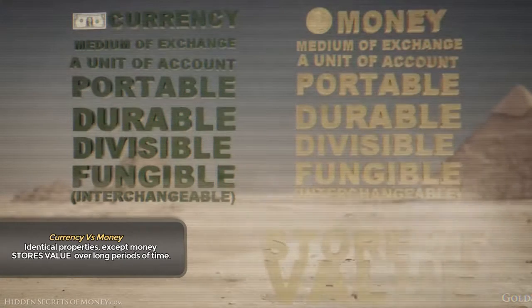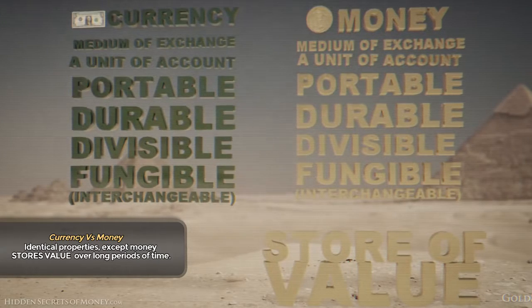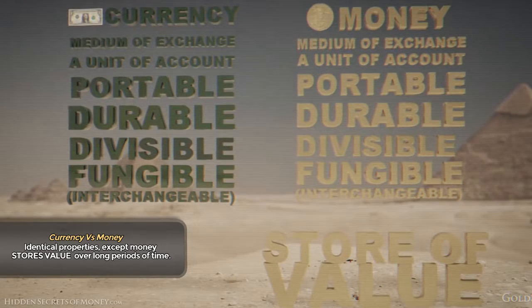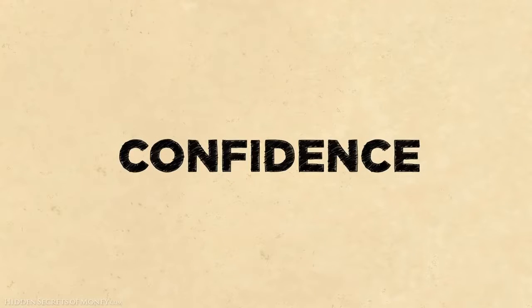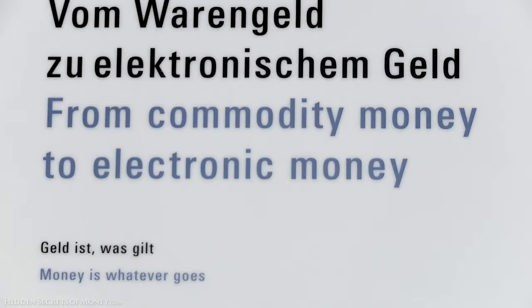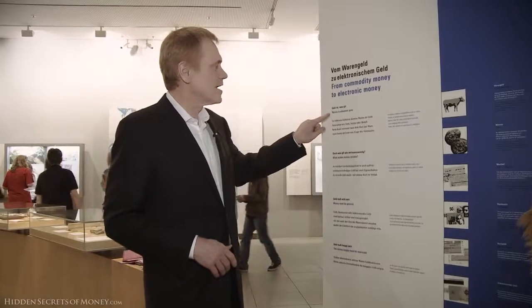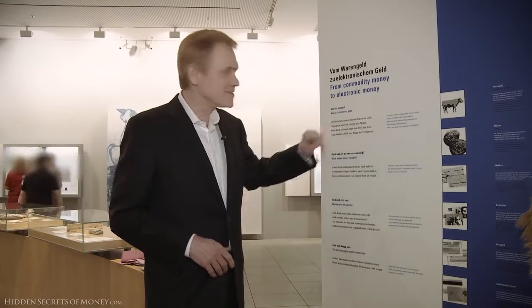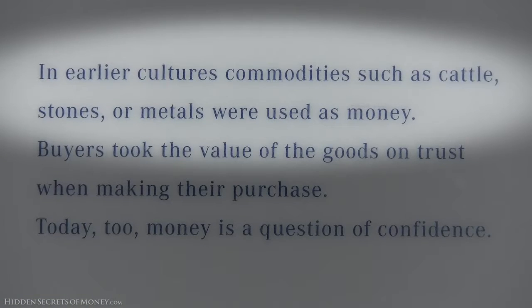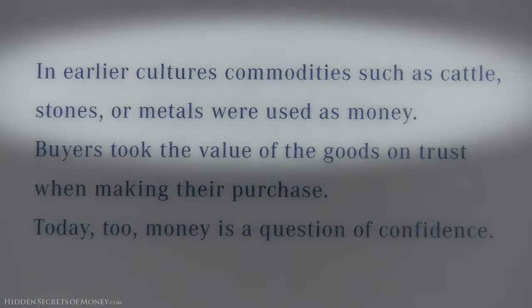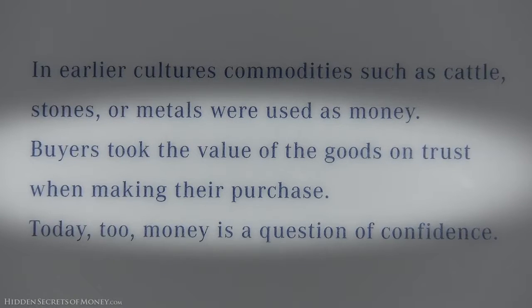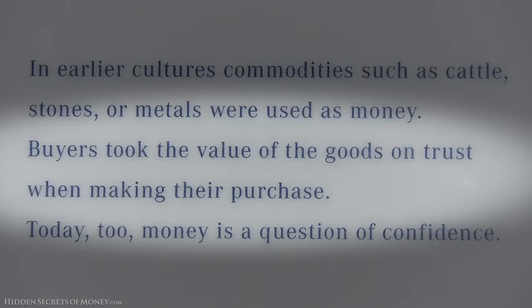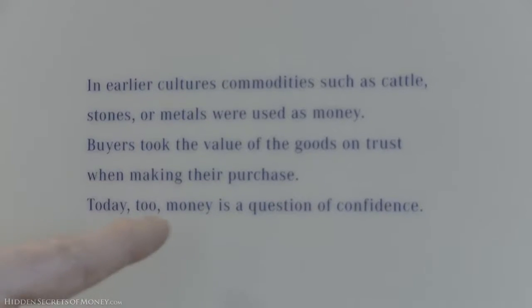But 2,600 years after its emergence, people still confuse money with currency, even the so-called experts. So they've got here some of the things about what money is. The first example here is money is whatever goes. In earlier cultures, commodities such as cattle, stones, or metals were used as money. Buyers took the value of the goods on trust when making their purchase. Today, too, money is a question of confidence.